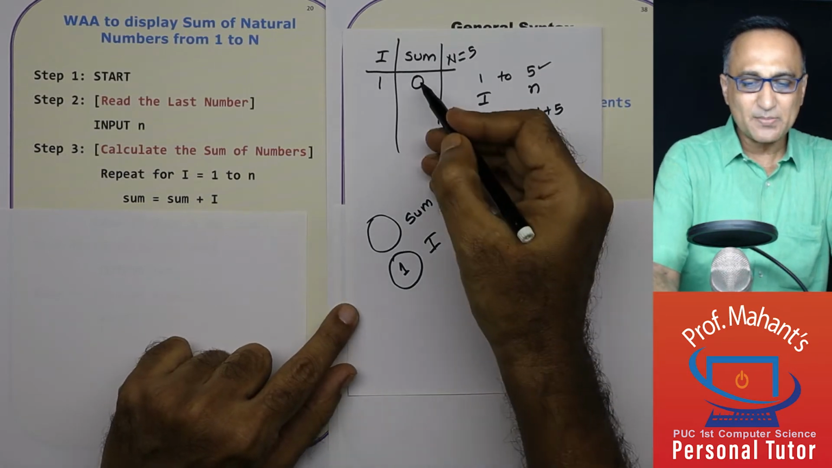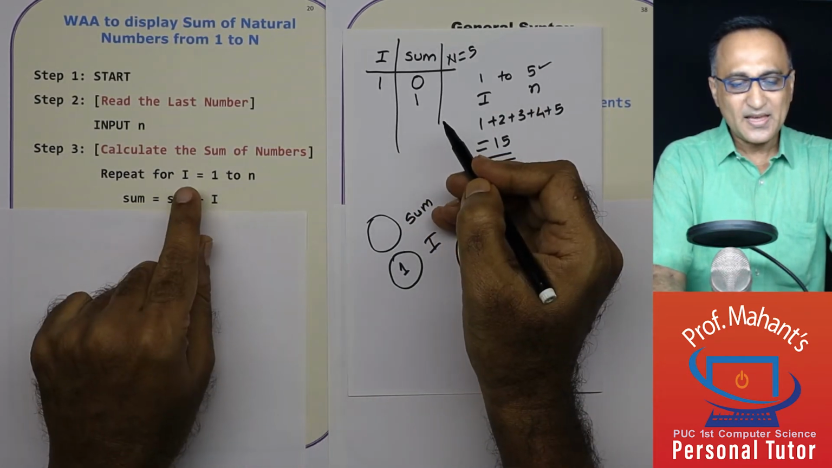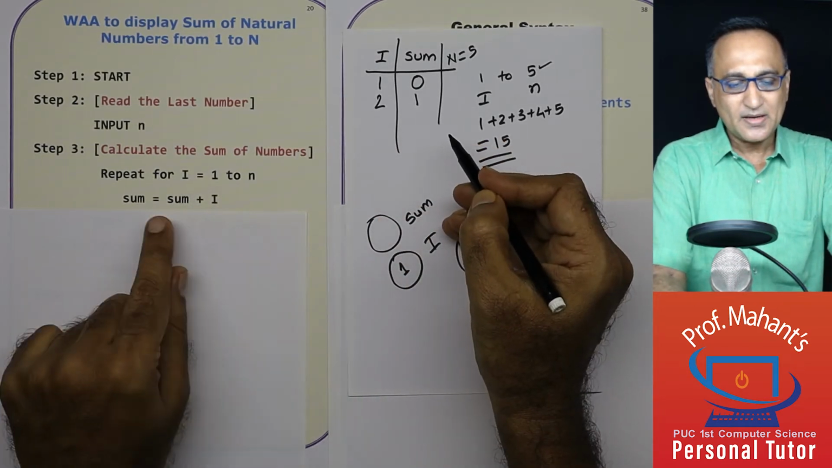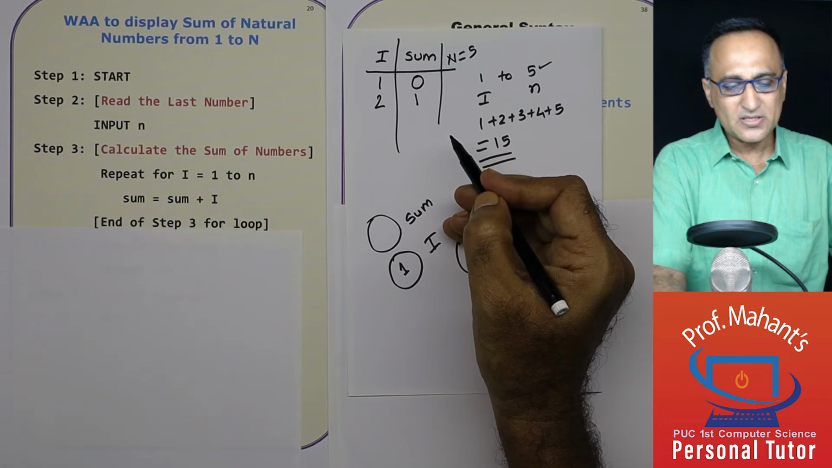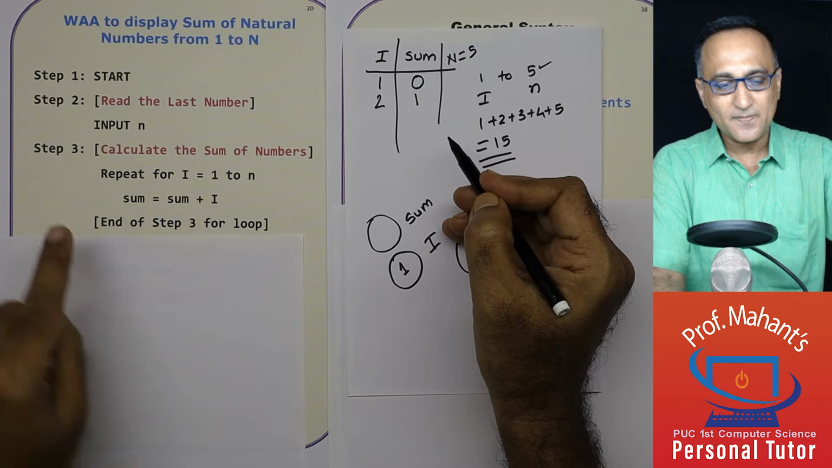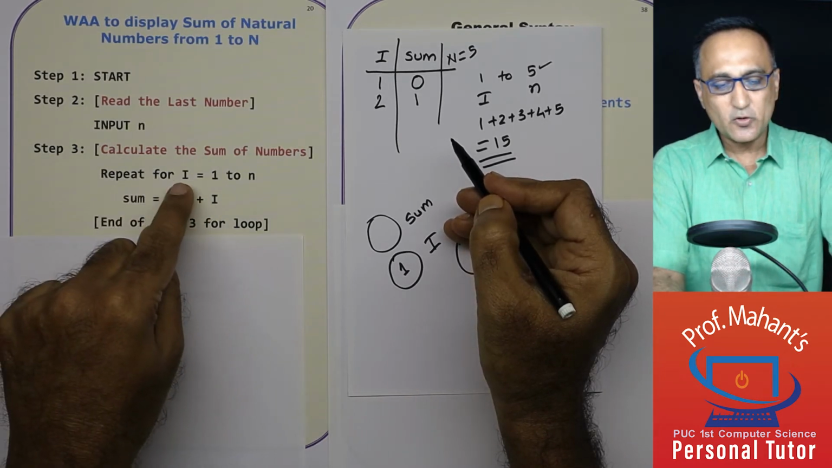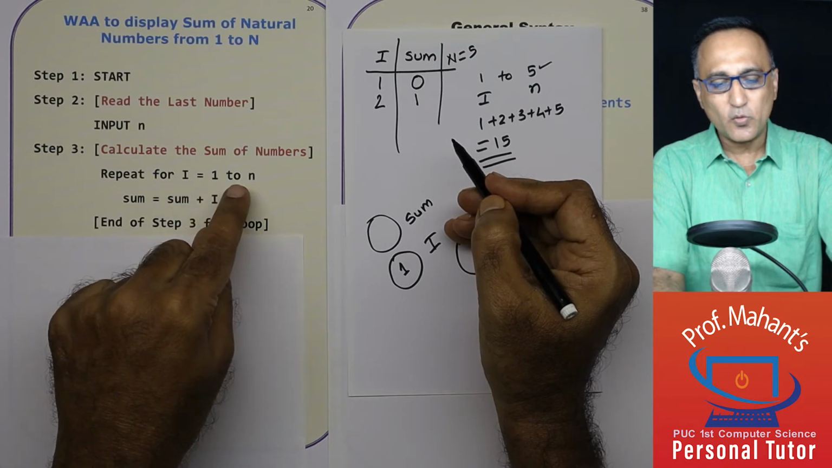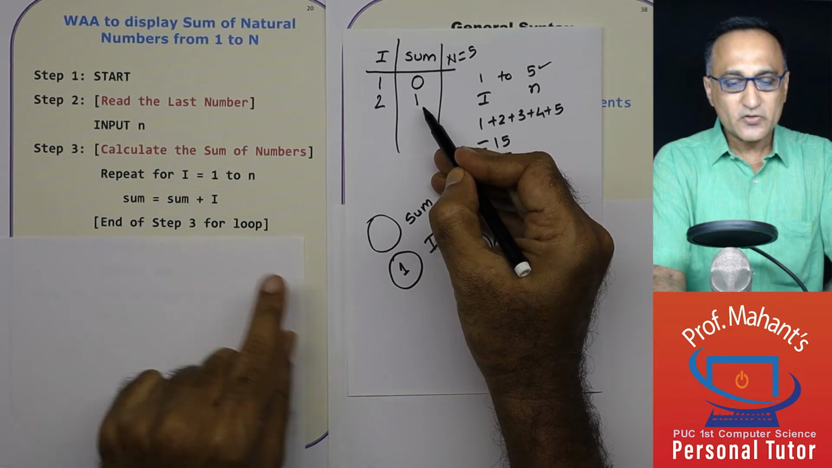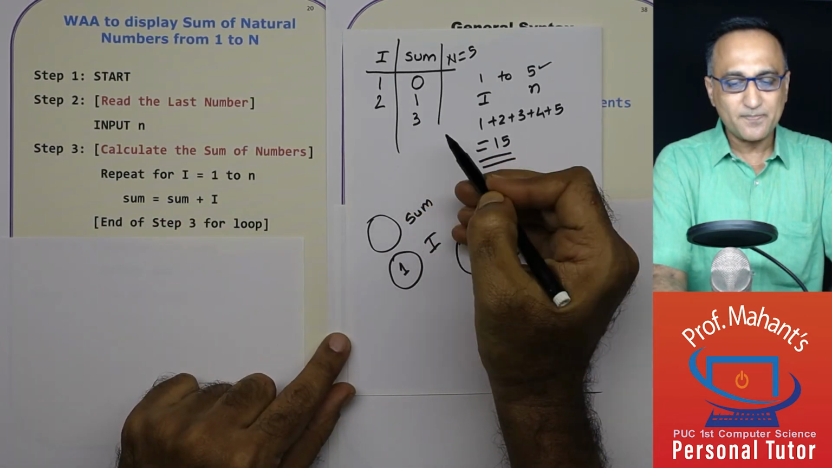Initially I is 1, sum is 0. 0 plus 1, sum becomes 1. Then I from 1 is increased by 1, I becomes 2. Next time we come in here, because these three steps are part of step 3. This is just a comment to indicate that this particular statement is going to be executed from I equal to 1 to n. I becomes 2. The old value of sum was 0 plus 1, it was 1. Now I became 2, 1 plus 2, sum became 3.